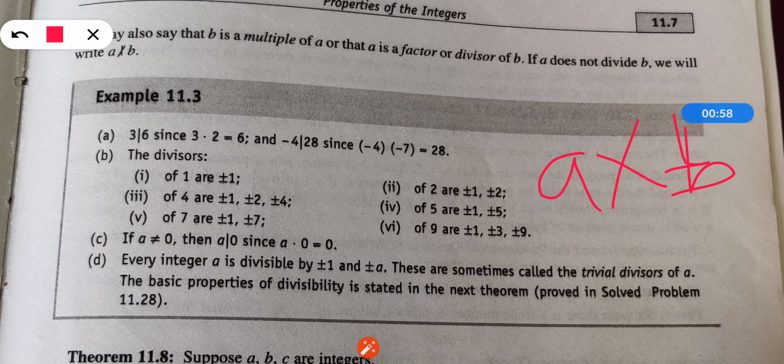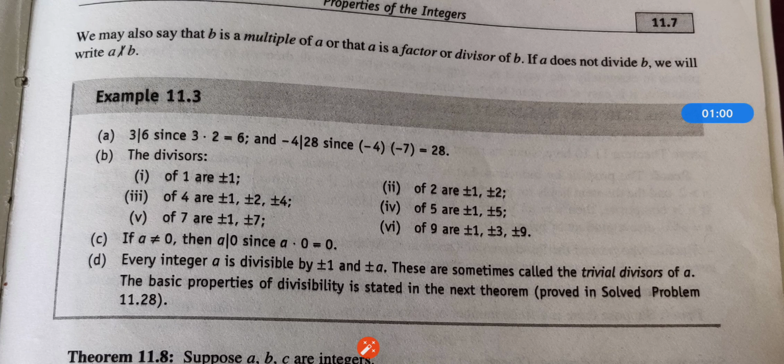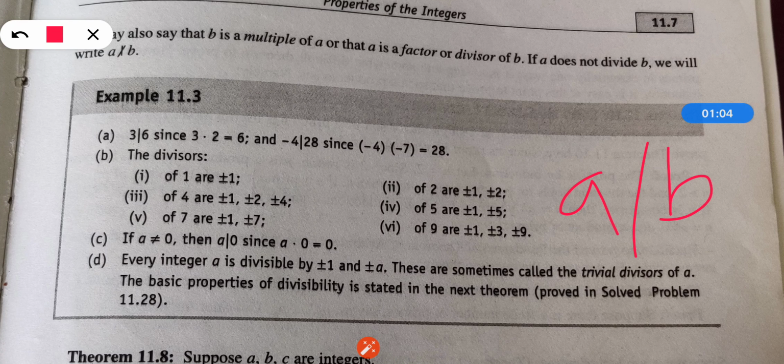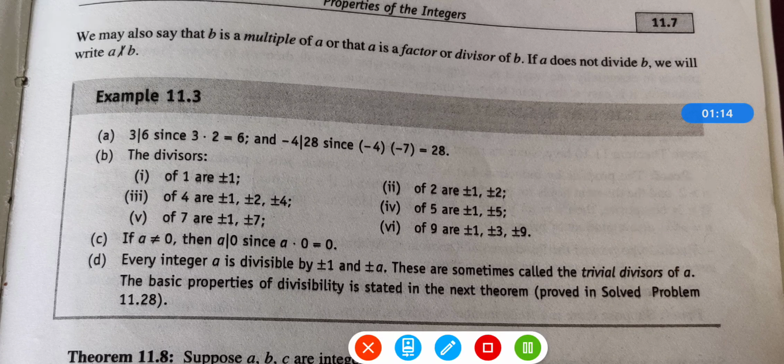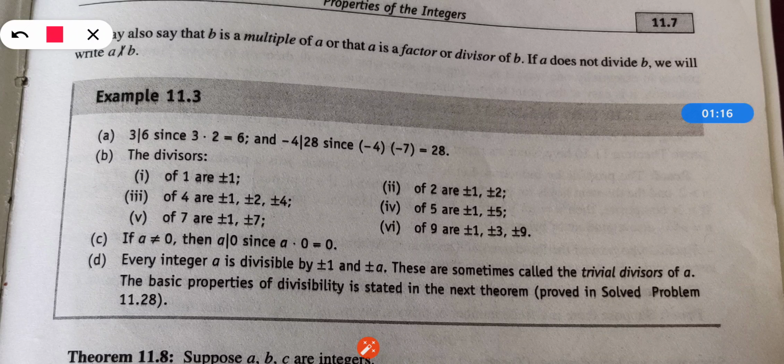Means the first symbol will be the same as it is, that is a, a divisor of b, and if it is not divisible, then we say a does not divide b. So for example, we can see over here 3 divides 6. We can write it as 3 into 2 is equal to 6.